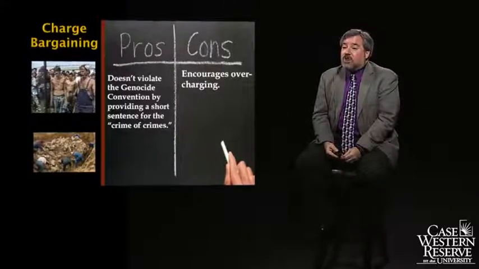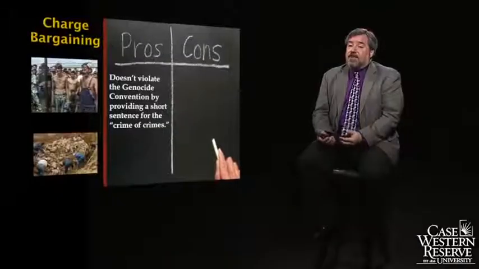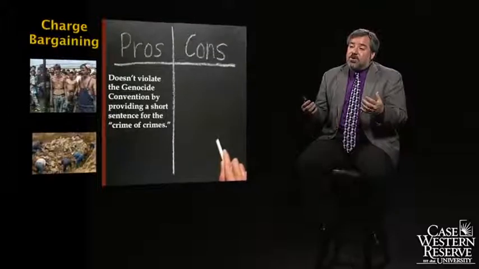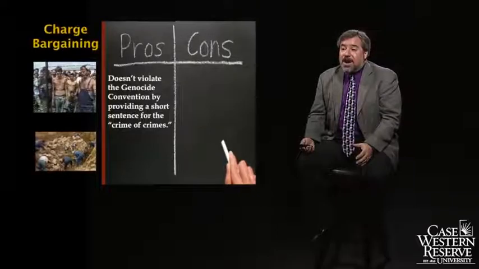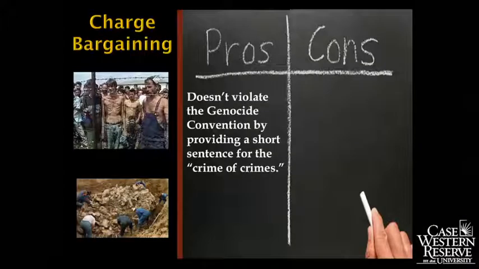One kind of plea bargaining is called charge bargaining. In charge bargaining, the prosecutor will say, you've been charged with genocide, but we'll drop your charge to crimes against humanity if you'll plead guilty. So let's look at the pros and cons of that kind of plea bargaining. The first is that if you are charged with genocide and they give you a tiny light sentence, that might violate the Genocide Convention that says you have to be prosecuted and given a serious sentence commensurate with the seriousness of the crime. But if you drop the genocide charge, there is no direct conflict with the Genocide Convention.